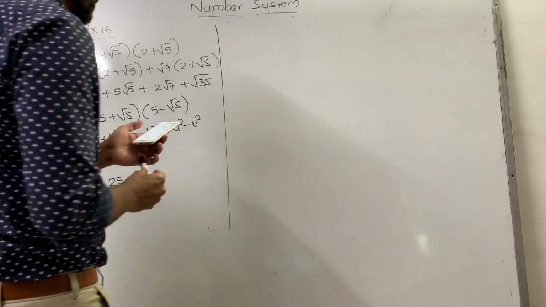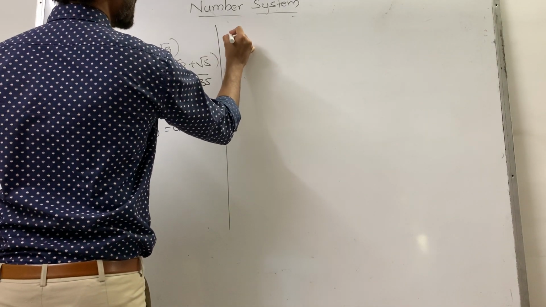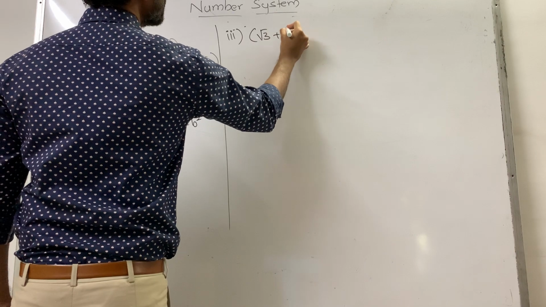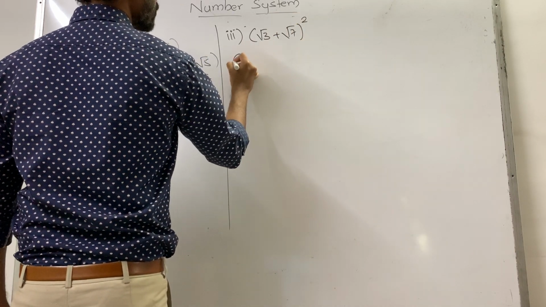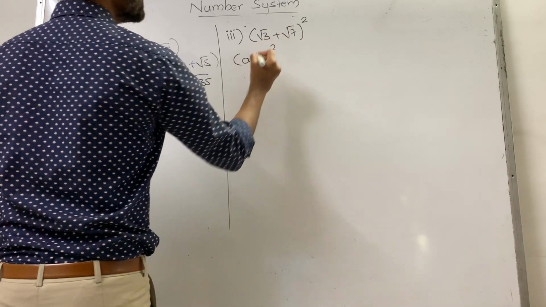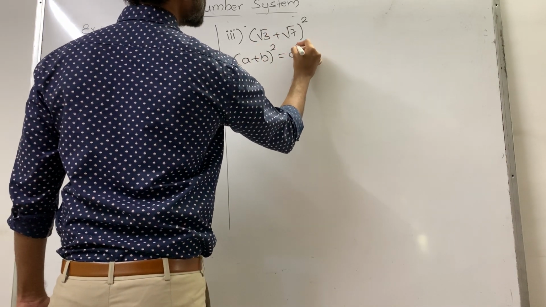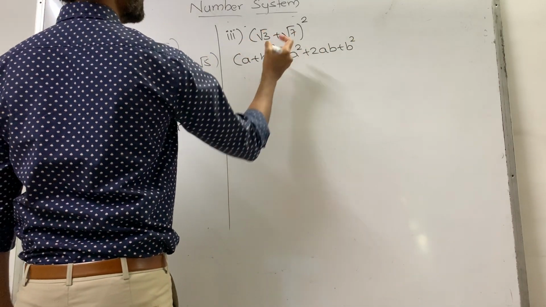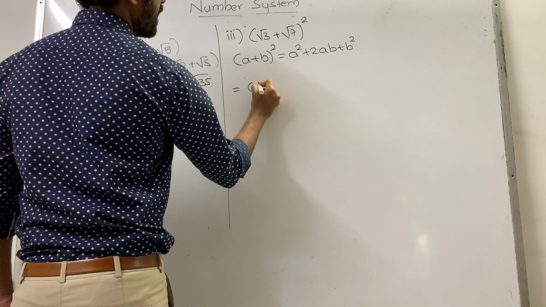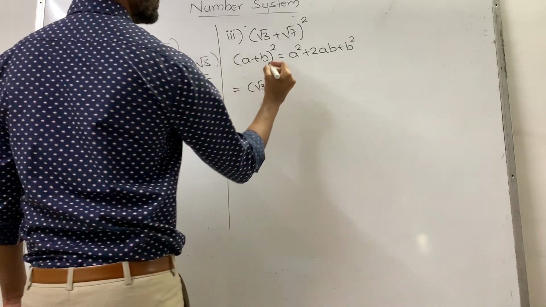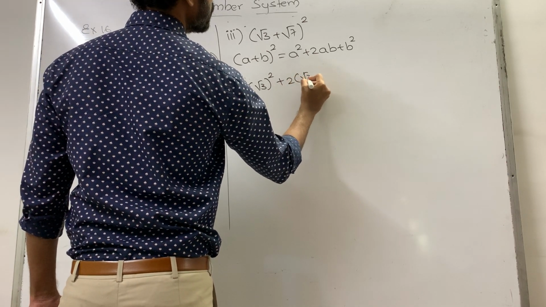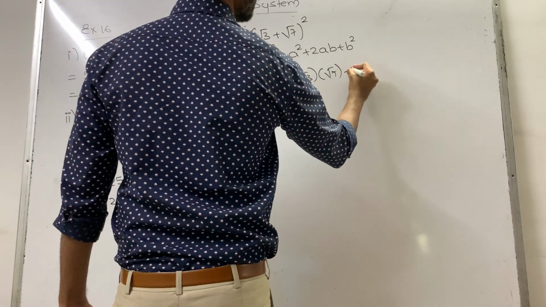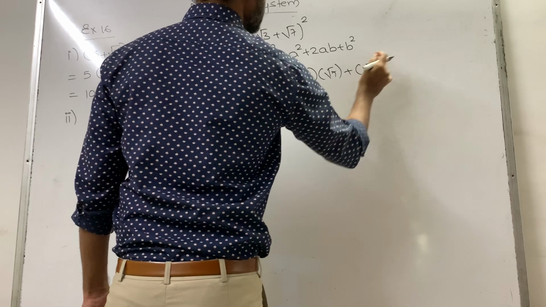Now the third question. In the third question, they have asked us to expand (root 3 plus root 7) whole square. So we can observe it is in the form of (a plus b) whole square. We know (a plus b) whole square is a square plus 2ab plus b square. So (root 3 plus root 7) whole square would be, our a is root 3, a square, plus 2, a is root 3 and b is root 7, so this is 2ab plus b square, b square.